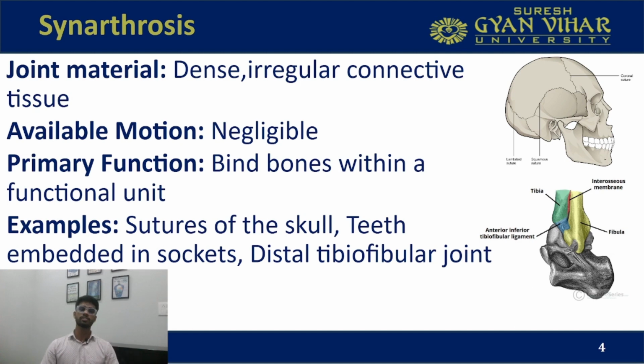Examples of the synarthrosis joint are the sutures of the skull, the sutures between the skull bones, like between the parietal and the frontal, and the temporal bones, or between the occipital bones. These types of sutures are a type of synarthrosis joint. As I explained to you earlier also, the teeth embedded in the socket are a type of synarthrosis joint, which is also called a peg and socket joint. The distal tibiofibular joint is also a type of synarthrosis joint.